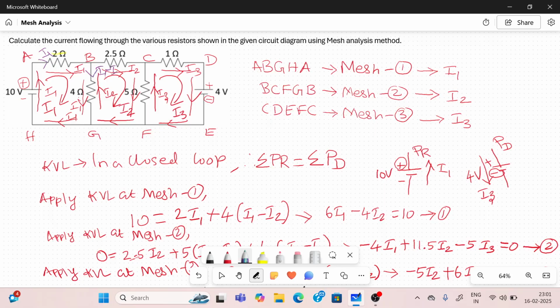What about the current flowing through this 2.5 ohm resistor? It is I2. What is the current flowing through this 5 ohm resistor? Both the currents flow in opposite directions. I will take from C to F, so I2 minus I3. What about the current flowing through the 1 ohm resistor? Only the current I3 will flow. So I will write those things out here.